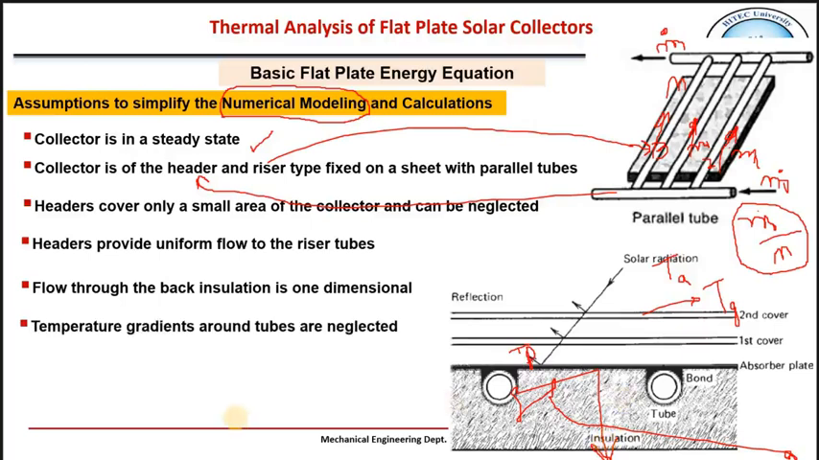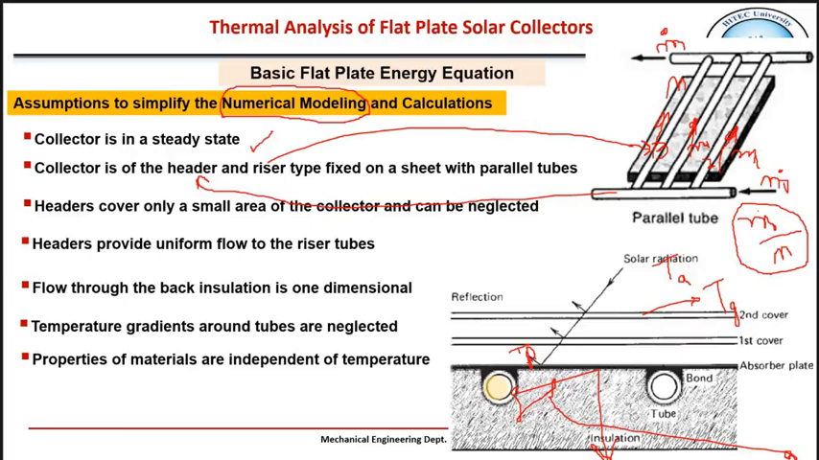Next is temperature gradients around the tubes are negligible. Around these pipes in which the working fluid is moving, the temperature gradients around these tubes are assumed negligible. It means the temperature of this whole tube will be one particular, uniform temperature maintained around these tubes. So the gradients around these tubes are negligible.